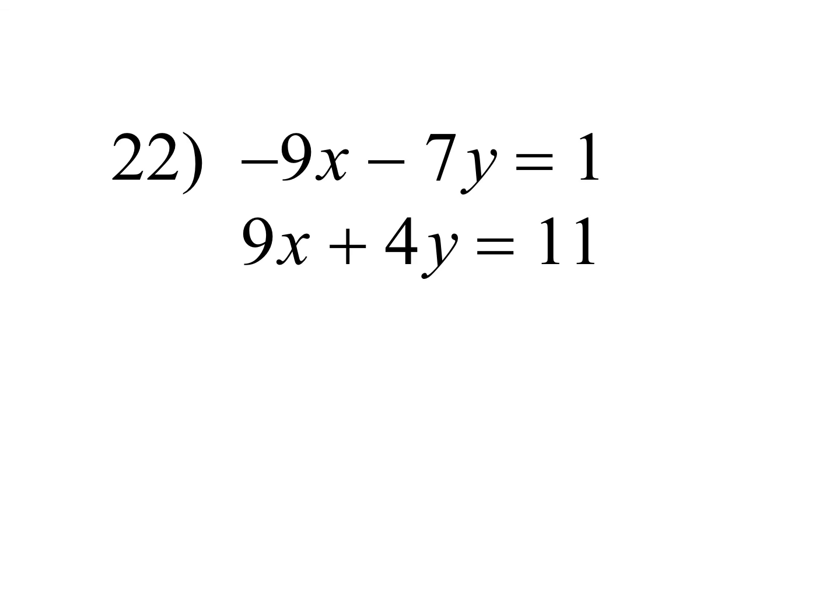All right, for 22, do you have anything that'll cancel out right away? Yes. Negative 9. The negative 9 and the 9. So remember, you need the same number, but they have to be opposites in order to cancel. So if you had negative 9 and negative 9, those wouldn't cancel. But we have negative 9 and positive 9. So these cancel. So you just add all of your like terms together.